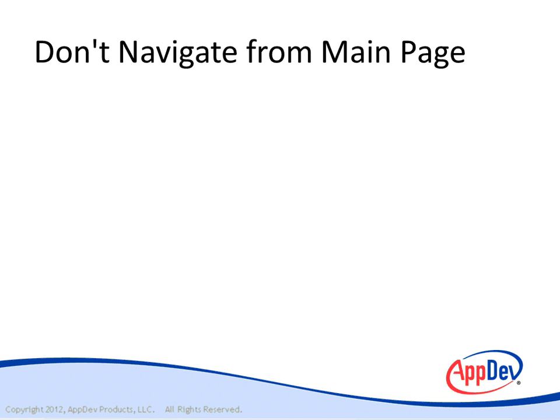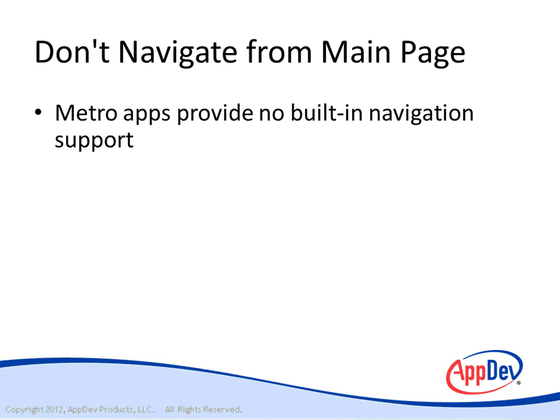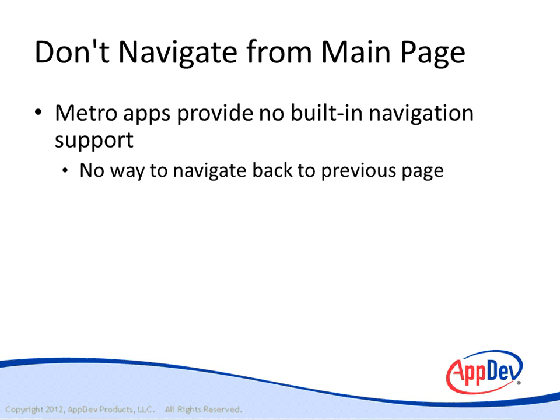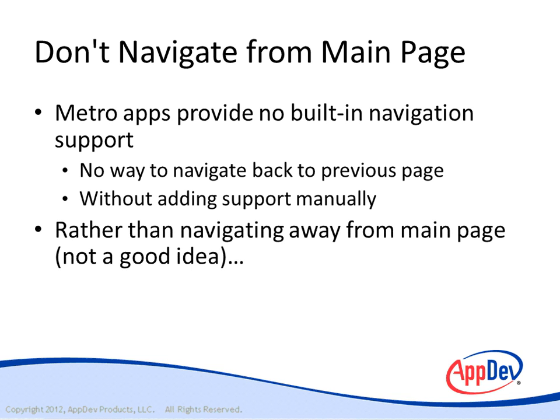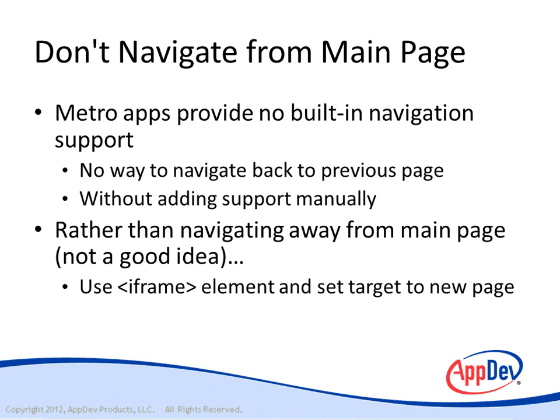Now, one important trick: you don't want to navigate away from your main page. Metro apps provide no built-in navigation support. There's no way to navigate back to the previous page without writing some code to make it happen. You'll have to add that support manually. So rather than navigating away from the main page, which really just isn't a good idea, you might want to use an iframe element and set the target to that new page to appear within that iframe.